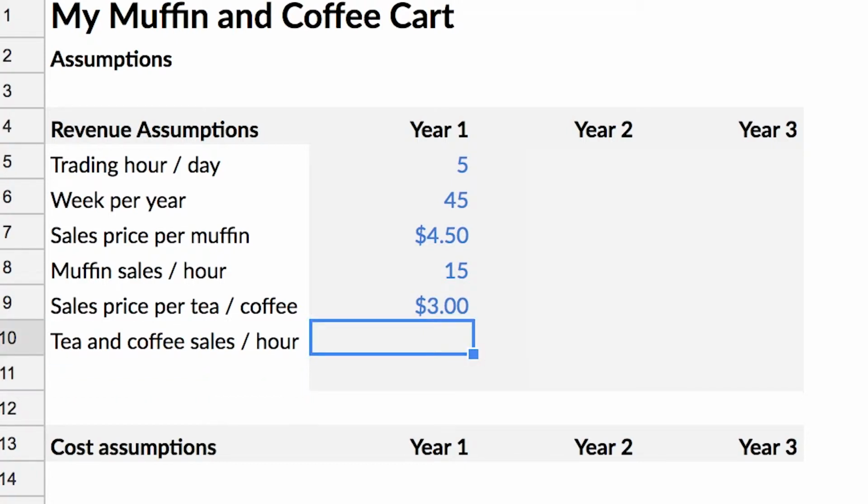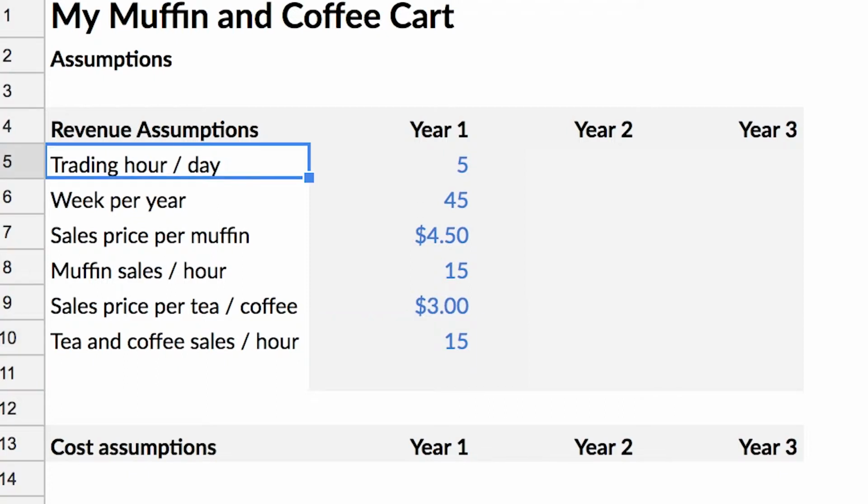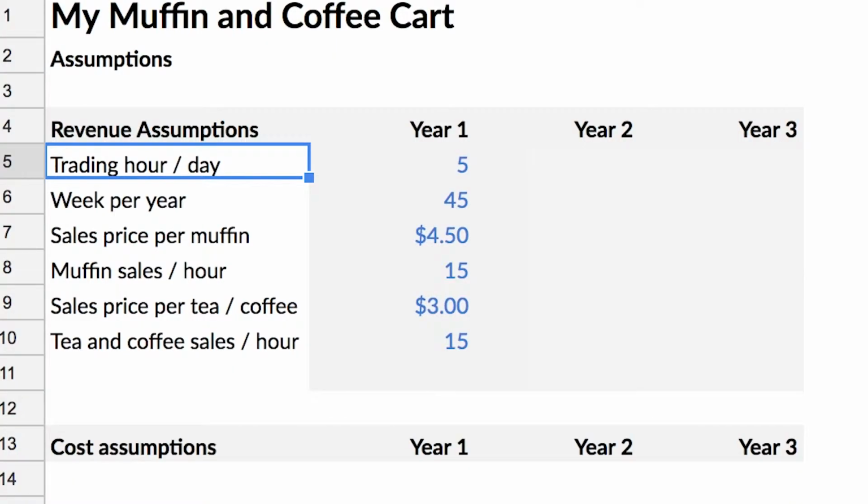Okay, and let's assume we sell 15 cups of tea or coffee each hour. So now we have to think about whether we've got enough assumptions to generate all of our revenue. So we know how many muffins we're selling each hour, we know how much we're charging for those muffins, same with tea and coffee. We know how many weeks a year we're open and how many hours a day we're working, but it looks like we've forgotten how many days a week we're going to be open.